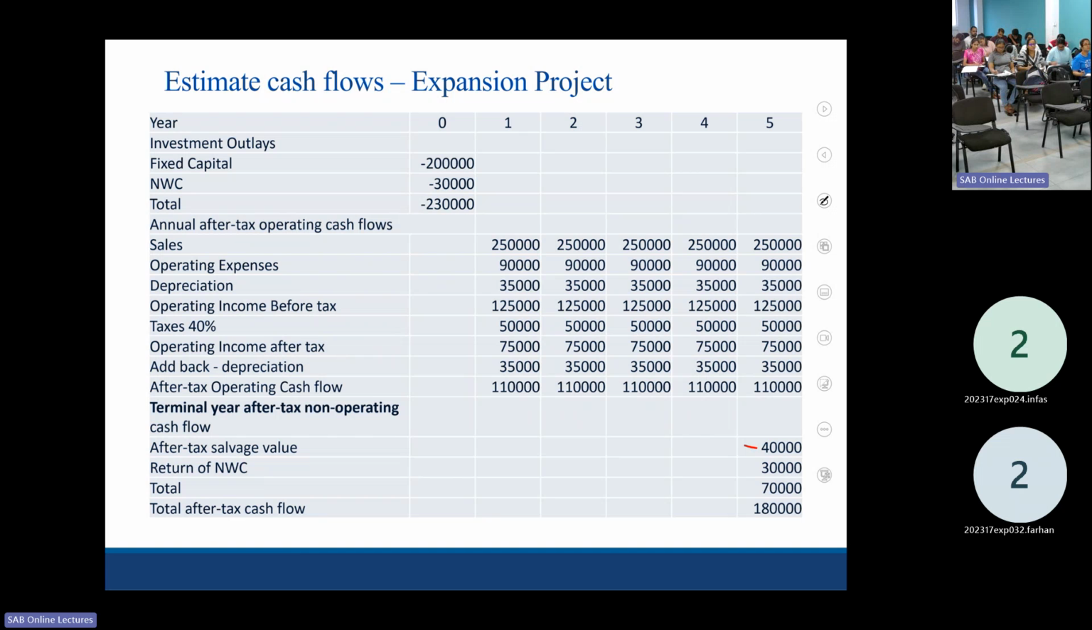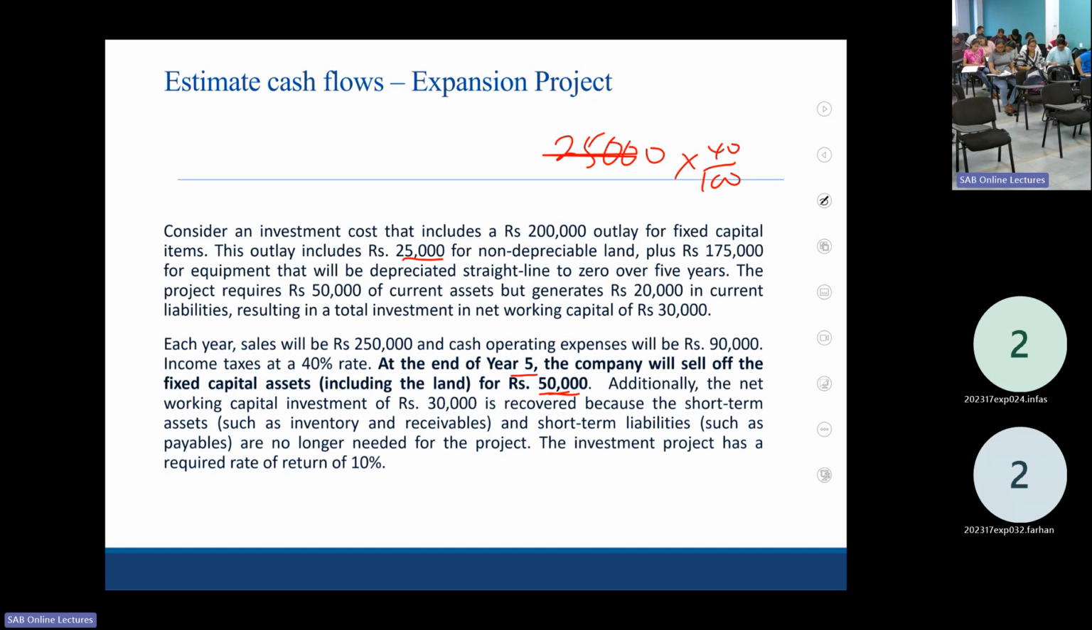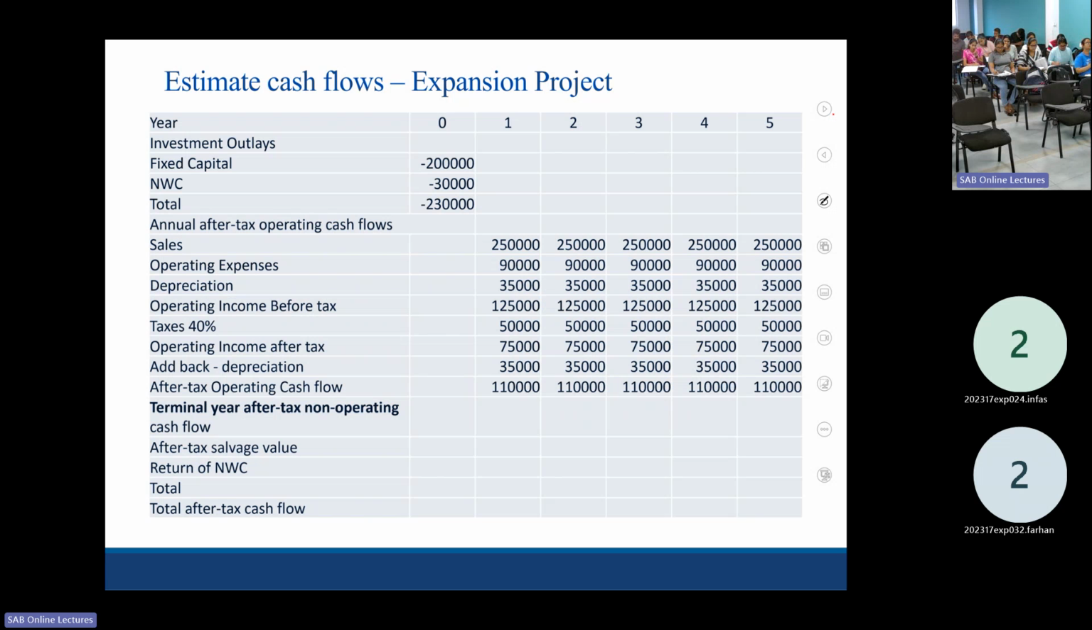Then in the question it says this one: additionally, the net working capital investment of 30,000 is recovered. Initially there was an investment in net working capital of 30,000. Now the project is terminating, so therefore you have to release the net working capital investment. So that is also you have to adjust. So return of the net working capital here is 30,000. It is a cash inflow. So then you will get totally 70,000. So terminal year cash flow is 180,000.